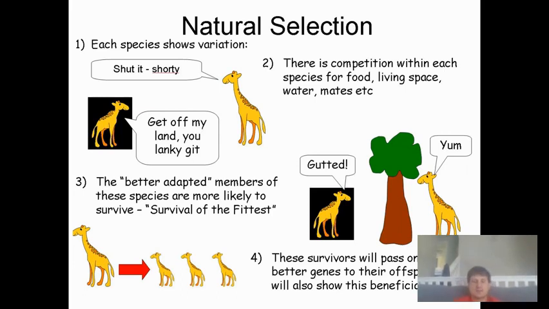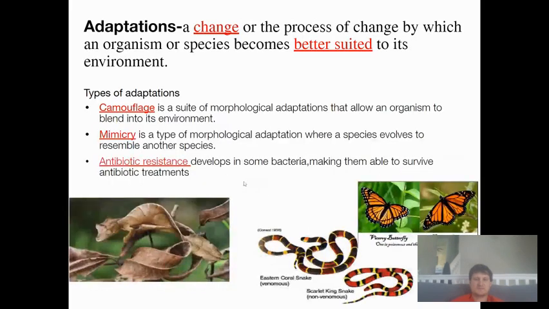The organism that is better adapted to their environment is more likely to survive. Right? That again is survival of the fittest. The survivors will pass on their better genes to their offspring, who will also show this beneficial variation. We can see this here. With a higher neck, the giraffes are able to get food. Those without the adaptation for a longer neck are no longer going to survive. Okay? 4 steps of natural selection.